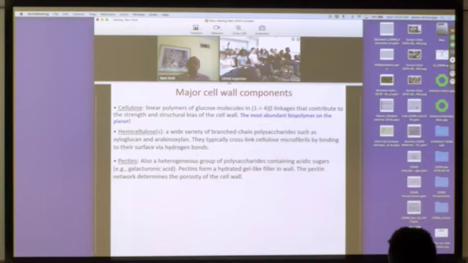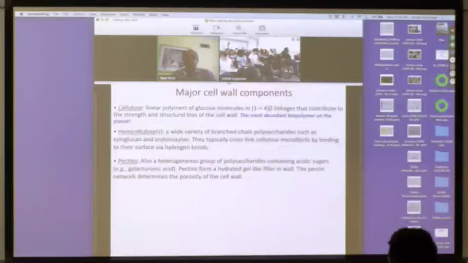So hemicelluloses and pectins are branched polymers. Hemicelluloses, for a long time people thought, mediated cross-linking between cellulose microfibrils to form a network structure, but that has been questioned more recently, so our understanding might change. Pectins, what's interesting about them also is that they are charged. They consist of a lot of negatively charged or acidic sugars, so they are water attracting, and similar to proteoglycans, they are responsible for hydrating the cell wall.